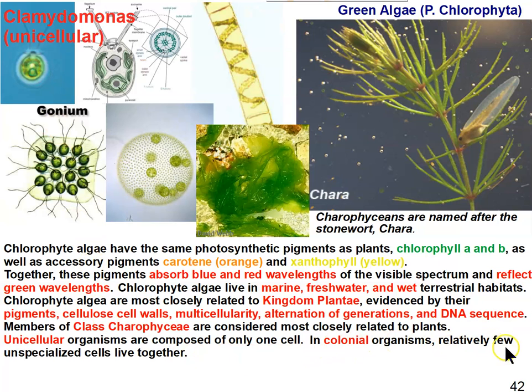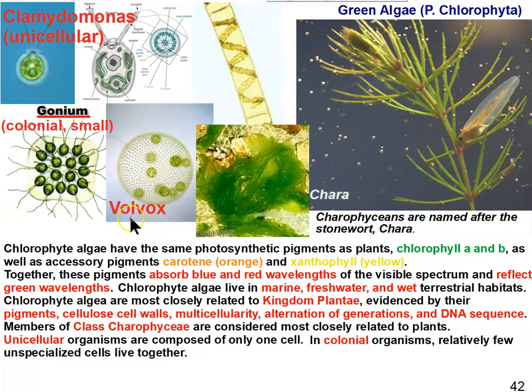Colonial organisms have relatively few unspecialized cells that live together. So if you'll recall from our lab, Gonium is a colonial algae, and each one of these cells living in a Gonium colony is very Chlamydomonas-like. So it's pretty clear and easy to see the evolutionary relationship here between this unicellular chlorophyte algae and this colonial chlorophyte algae. So it's a small colony of cells.